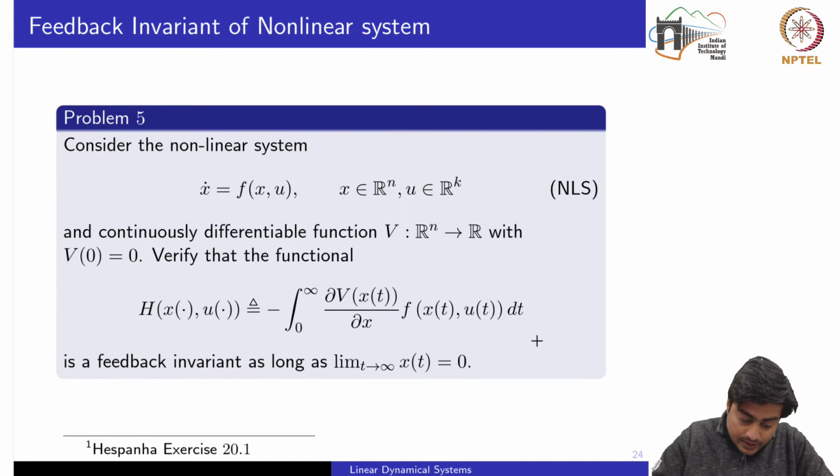Okay, so in this problem 5, we want to compute the feedback invariant. Here we have considered a nonlinear system, whose generic representation is given by x dot equals f of x comma u, and there are some properties associated with a function v which we are introducing: a continuously differentiable function v with v of 0 equal to 0. Okay, we need to validate whether this function h, defined as this one, is a feedback invariant as long as x of t tends to 0 as t tends to infinity. This problem was taken from the book by Joao Hespanha, and it is exercise number 20.1.